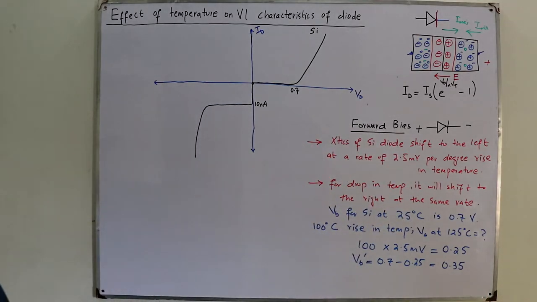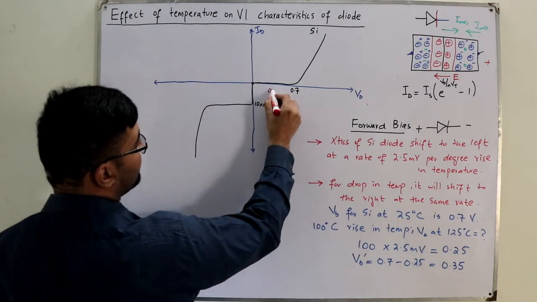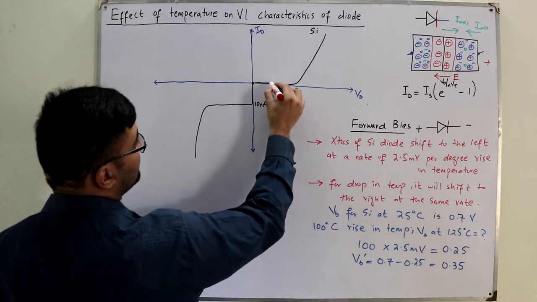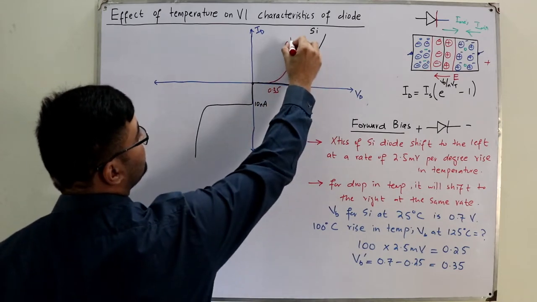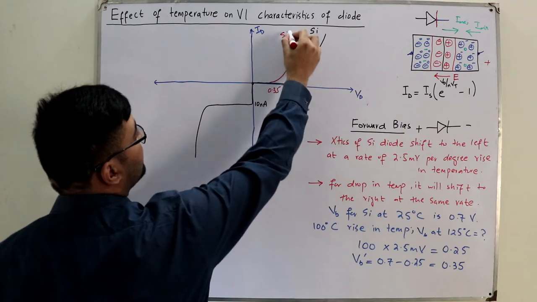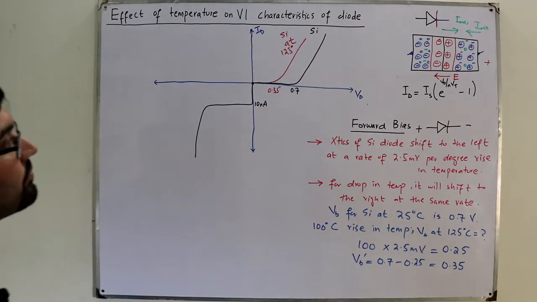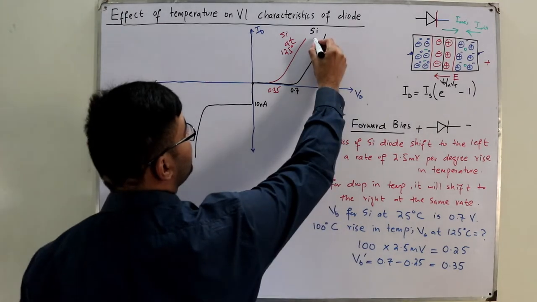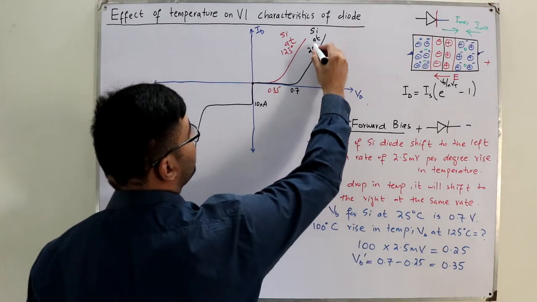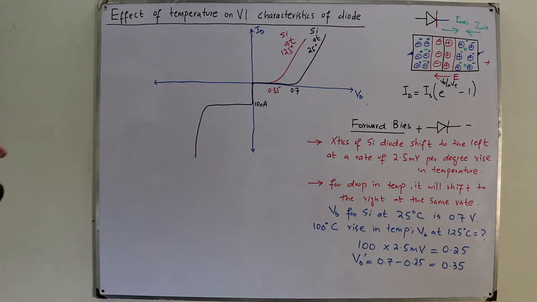So let me draw it over here. This is, let's say, your 0.35. This is silicon at 125 degrees. The black is silicon at room temperature, at 25 degrees. Now this is for the rise in temperature, we saw this, right?